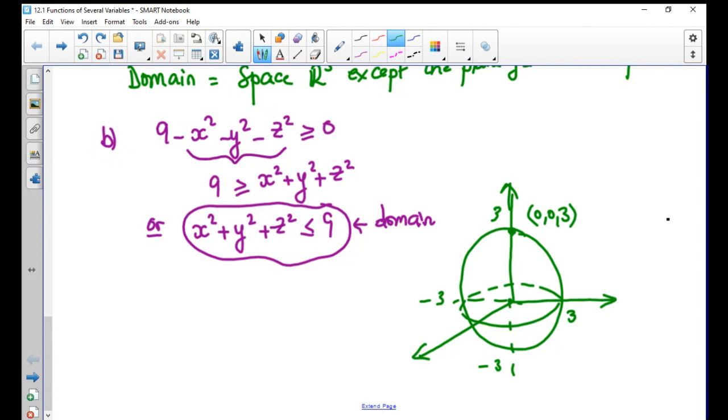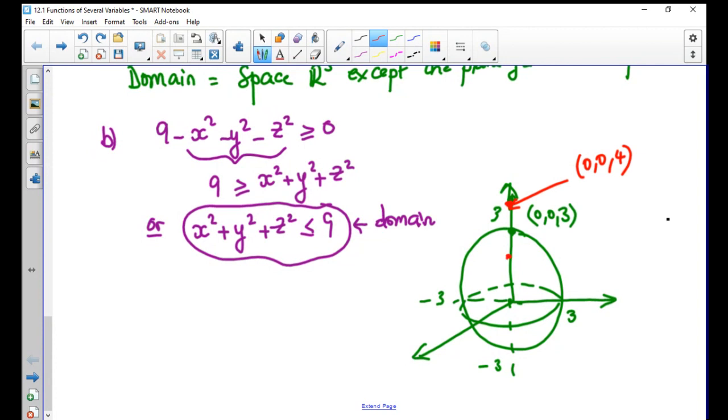Take a point outside the sphere, like this one, which is 0, 0, 4. What can you say about x squared plus y squared plus z squared? It's 16, yeah? It's going to be greater than 9.